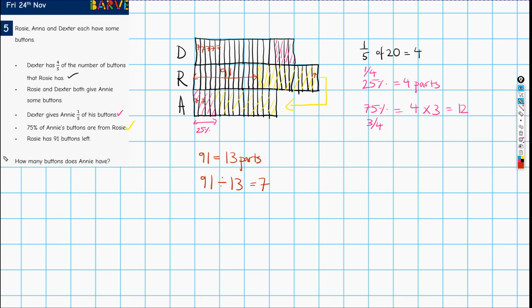Right, so what are we asked? How many buttons does Annie have? That's our question. So here we have 5, 10, 15, 16 parts all together. So to find out our final answer, that's going to be 16 times 7, which gives us 112. And that's our final answer.